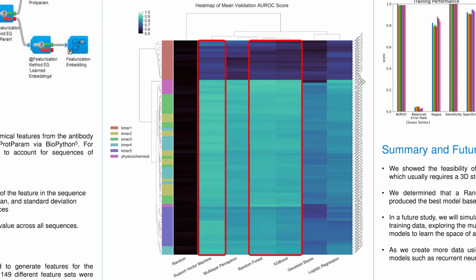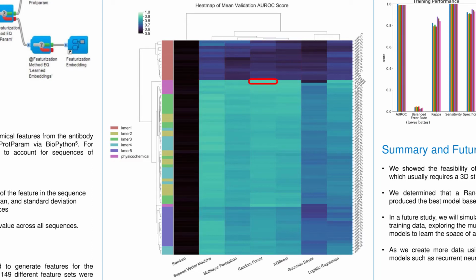We can also see that the support vector machine, random forest, and XGBoost model types outperform the multilayer perceptron, Gaussian Naive Bayes, and logistic regression models. Overall, the best performing model was the random forest model with multiple sequence aligned physiochemical features.